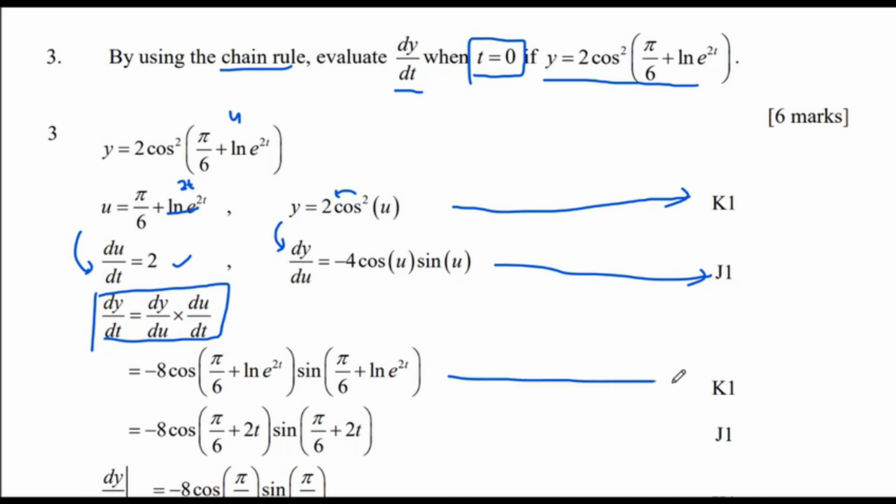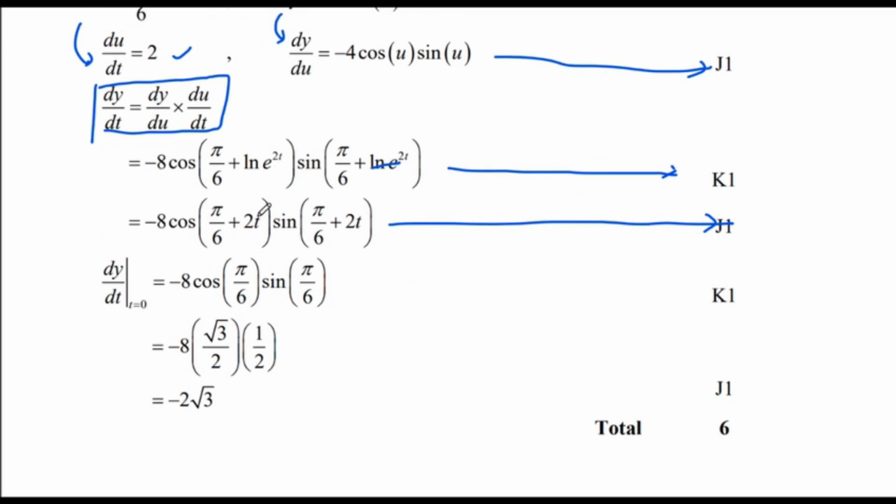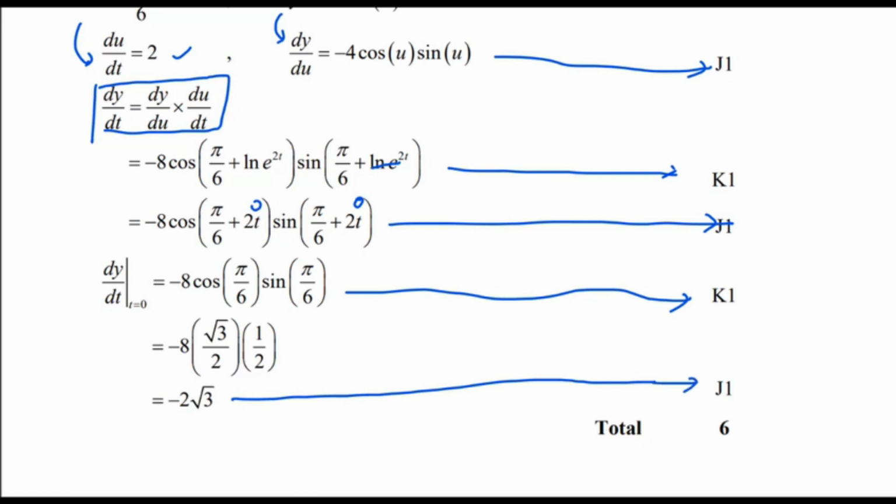Okay, masukkan dalam chain rule, another K1 here. Then you just simplify saja. Sama ada you nak kembangkan ataupun you nak potong-potong pun tak ada masalah. You will get another J1 kat sini. So jawapan dia negatif 8 cos pi over 6 tambah 2t sin pi over 6 plus 2t. Alright, after that dia dah bagi t sama dengan kosong. Okay, dia dah bagi t sama dengan kosong. So kita masukkan je lah dalam equation ni, t sama dengan kosong. You will get another K1 dan you tekan calculator saja. Negative 2 set 3 adalah you punya J1.